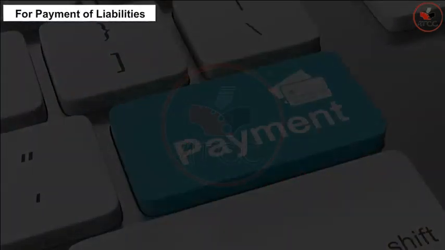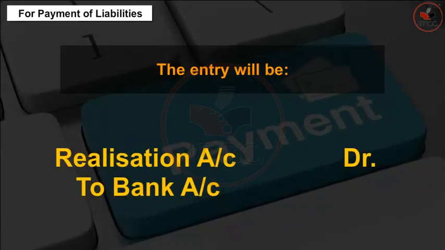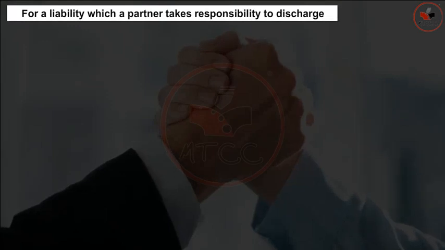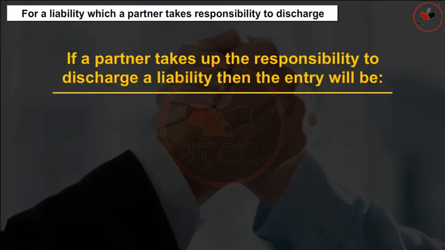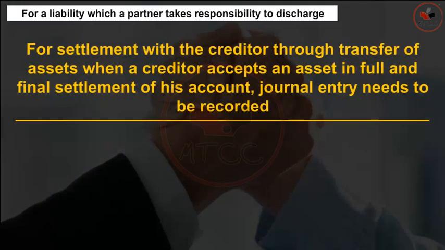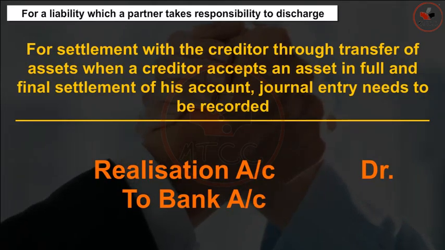For payment of liabilities, the entry will be as follows for a liability which a partner takes responsibility to discharge. If a partner takes up the responsibility to discharge a liability, then the entry will be as follows. For settlement with the creditor through transfer of assets, when a creditor accepts an asset in full and final settlement of his account, a journal entry needs to be recorded.